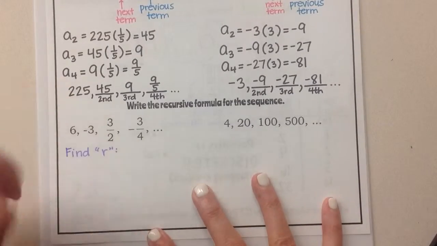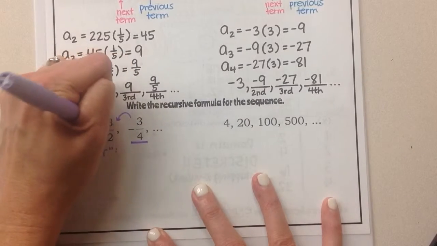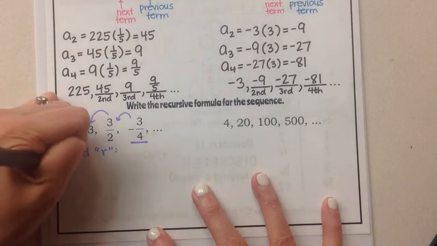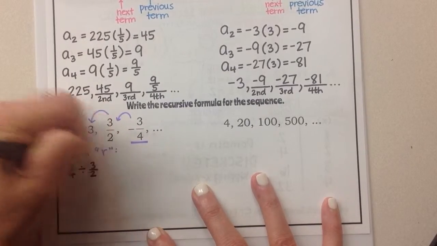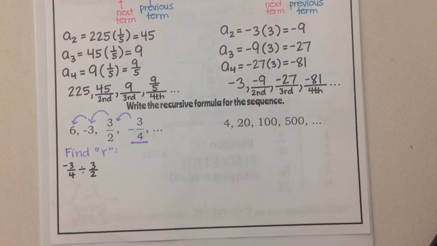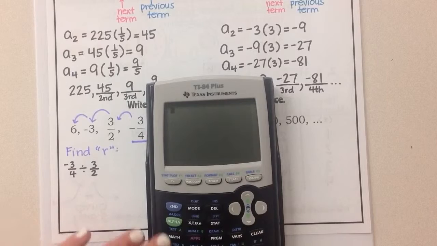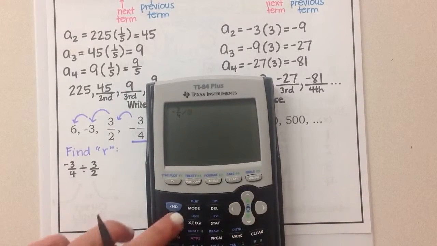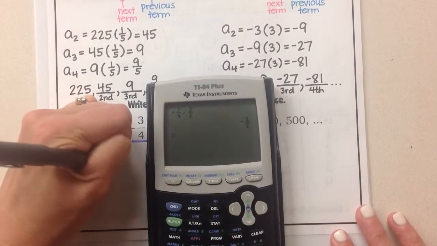So remember, I start at the end, and then I'm going to work backwards, and I'm going to divide, just like we did at the very beginning of this lesson. So I'm going to start with -3 fourths, and I'm going to divide it by 3 halves. And I'm going to type it in my calculator just that way. So let me get my calculator here. And I'm going to say -3 fourths divided by 3 halves. And I get -1/2 in my calculator for my ratio.